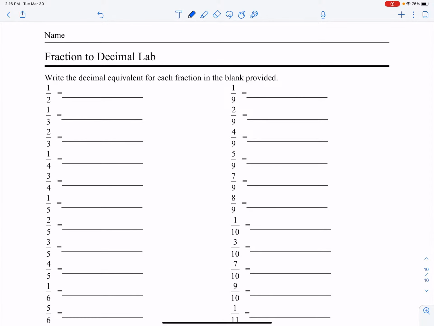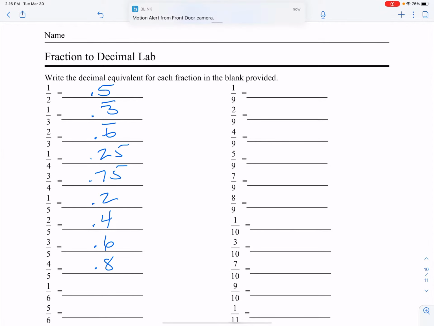Hello class. In this particular video, we're going to look at the 41 fraction to decimal equivalents that I'd like you to have memorized. So I'm going to go through each one of them. So first one, 1/2. You should have 0.5. 1/3, 0.3 with a bar. 2/3, 0.6 with a bar. 1/4, 0.25. 3/4, 0.75. 1/5, 0.2. 2/5, 0.4. 3/5, 0.6, 4/5, 0.8.